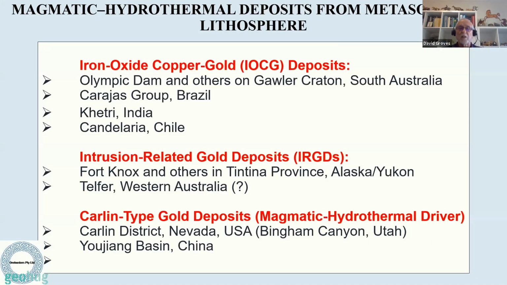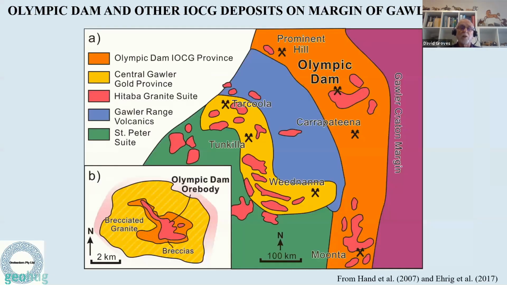We can look at iron oxide copper gold deposits like Olympic Dam, intrusion related gold, all of these occurring on craton margins, Carlin type gold deposits. They're probably not magmatic hydrothermal fluids producing them, but there's a magmatic hydrothermal driver to those systems. So if we look at Olympic Dam, we're sitting on the edge of the Gawler craton. Again, we can see the giant size of these systems.